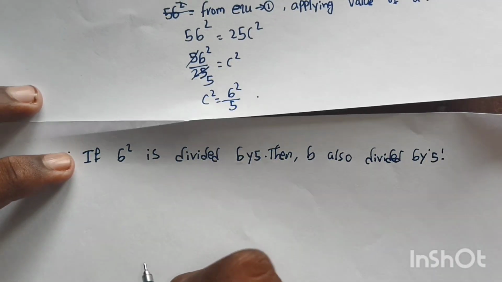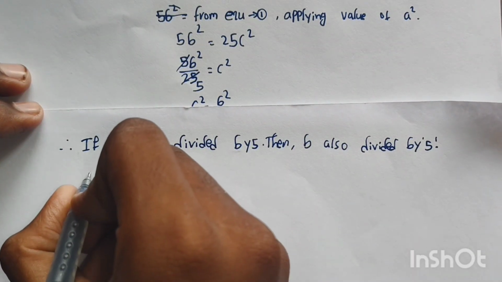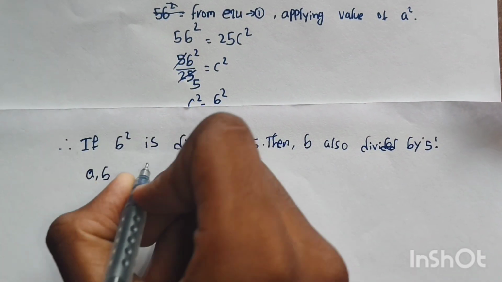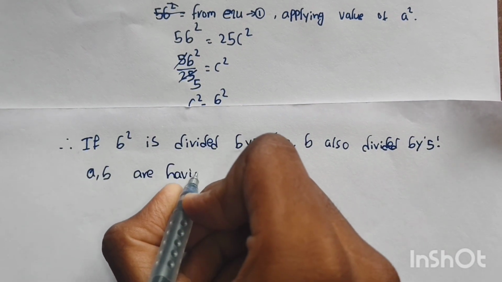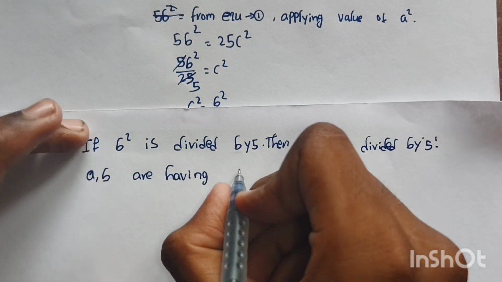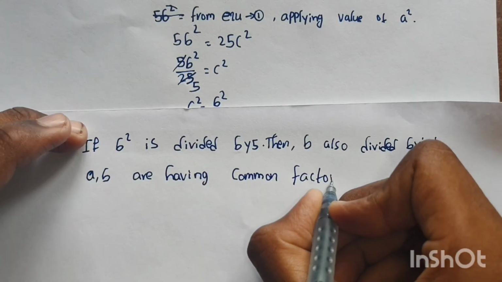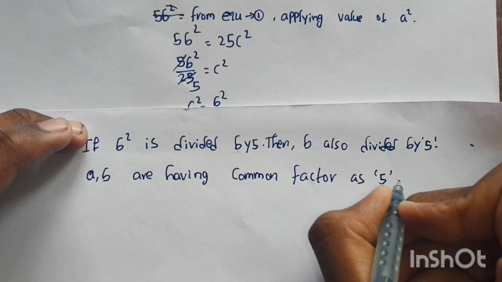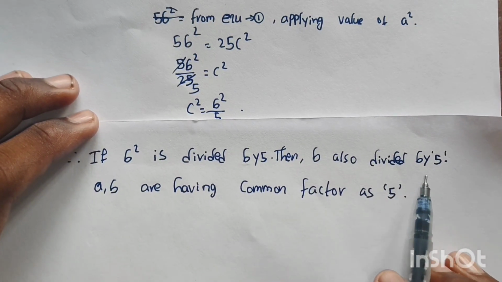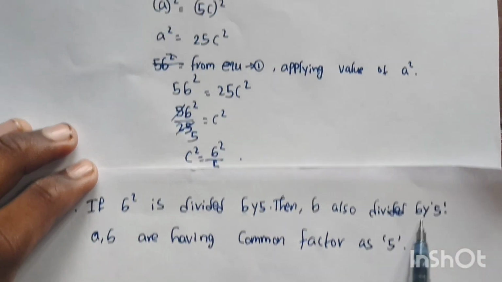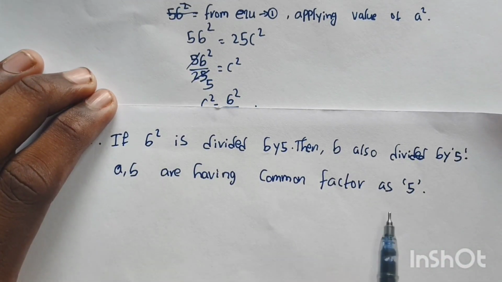So here, what is common in a and b? Here a, b are having common factor as 5. Common factor means b is also divisible by 5, and a by 5 as well. So a and b are having common factor 5.